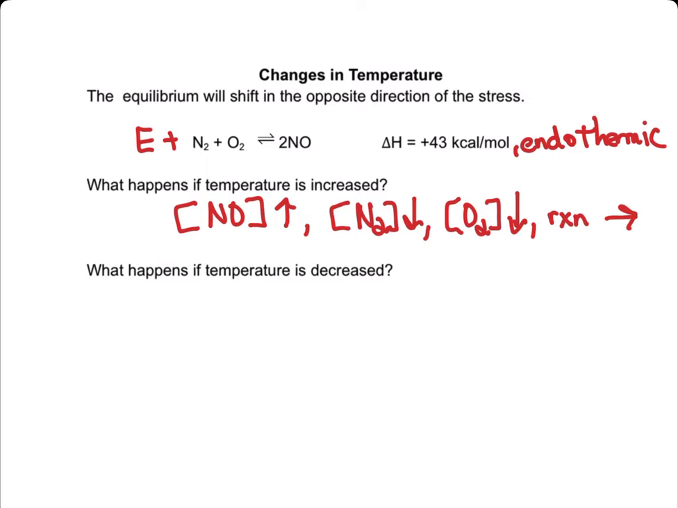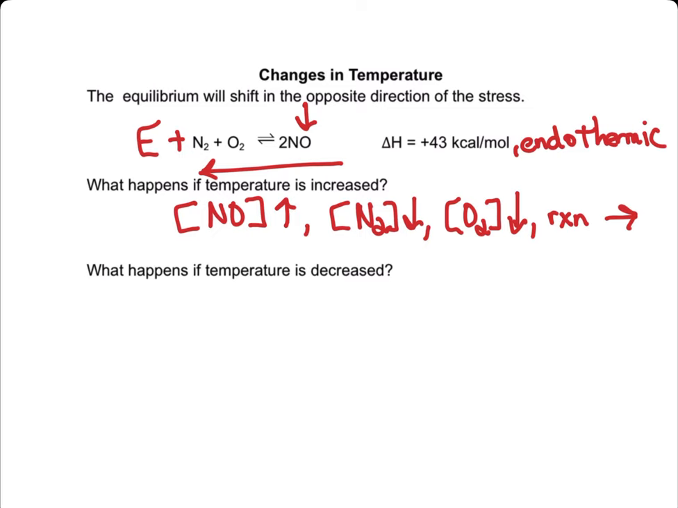It's asking in the second question, what happens if temperature is decreased? Because this is an endothermic reaction, that means energy has to be on the reactant side. So that just means that I still have to consider energy on the left side, but if it's being decreased, that means I'm adding stress to the right side. And if I'm adding stress to the right side, then the reaction will flow towards the left.